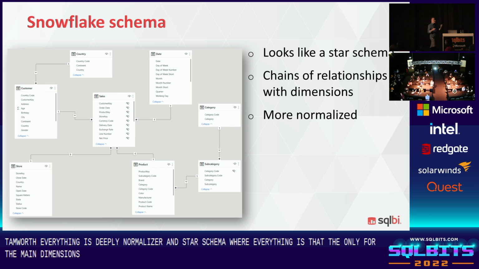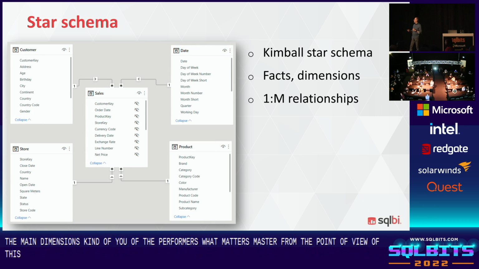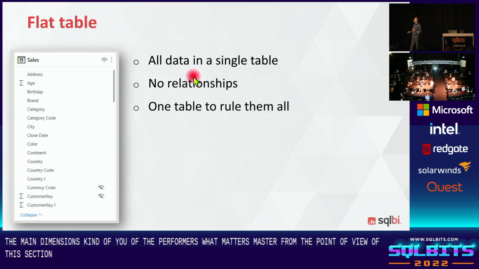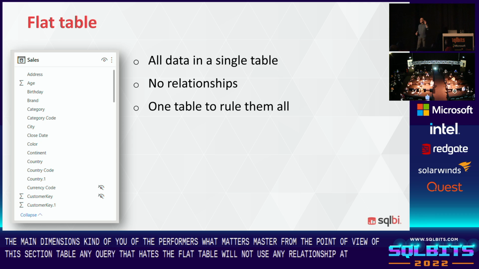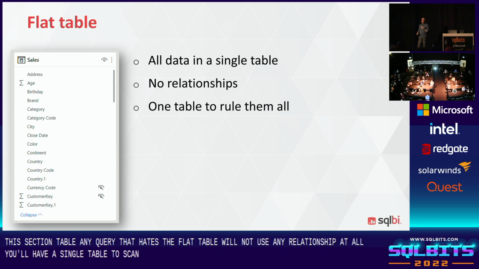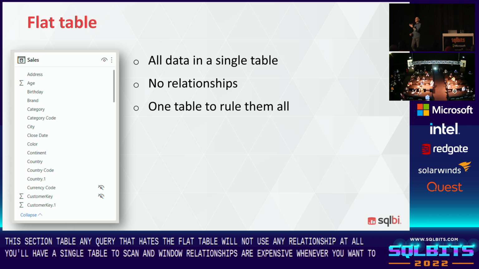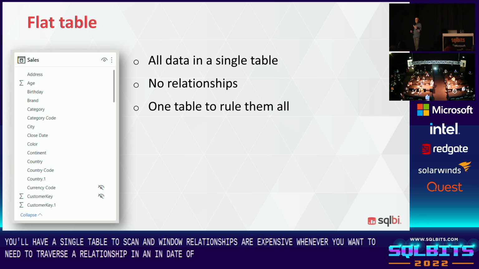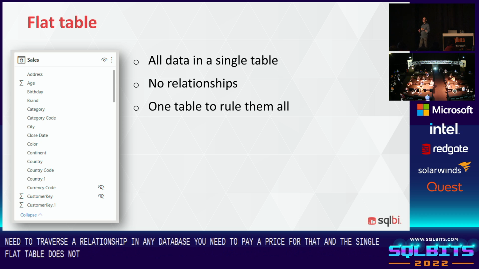What are the advantages and disadvantages from the point of view of performance? That is what matters most from the point of view of this session. Well, if you think about the flat table, any query that hits the flat table will not use any relationship at all. You have a single table to scan. And we know relationships are expensive. Whenever you need to traverse a relationship in any database, you need to pay a price for that. And the single flat table does not have any sort of relationship.